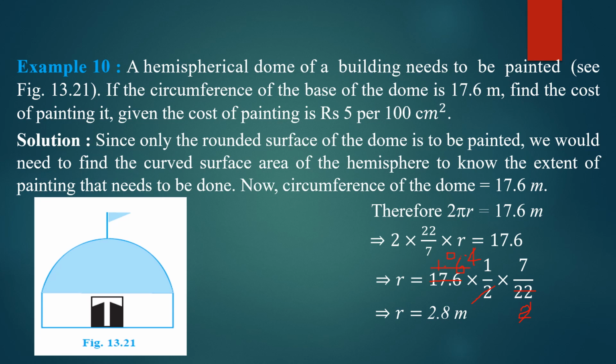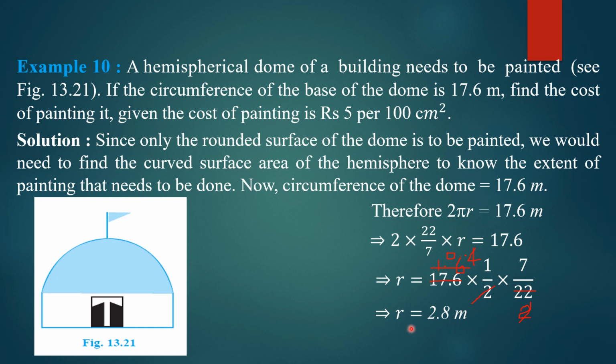Finally, what will you get? 0.4 into 1 into 7. These are the numbers left. Can you multiply these three numbers, my children? What are the numbers left here? 0.4 into 1 into 7. Now multiply these three numbers. Finally, what will you get by multiplying these three numbers? Yes, 2.8. So this is the radius of the hemisphere, 2.8 meters.